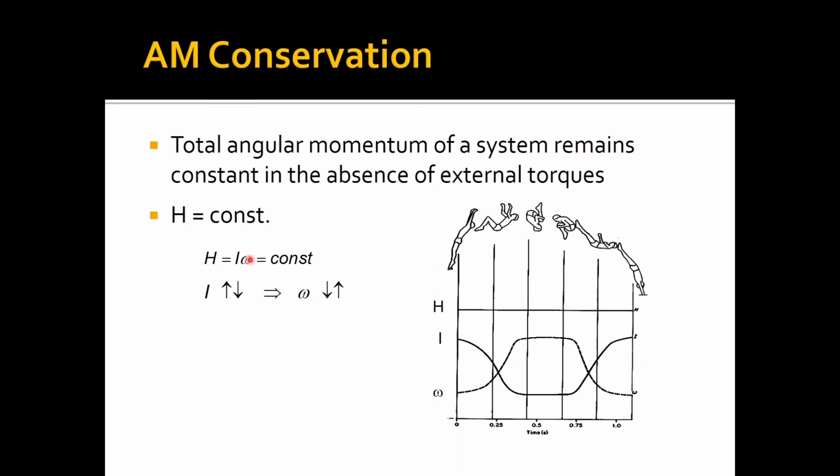So for a given constant angular momentum, as I increases, omega, angular velocity, should decrease, and vice versa. As I decreases, angular velocity should increase, because we have a constant angular momentum. If you take a look at this figure here, you have a diving example again.